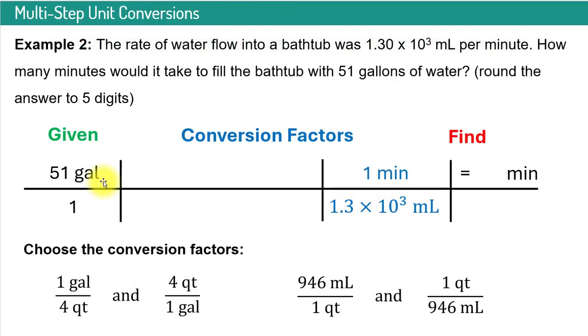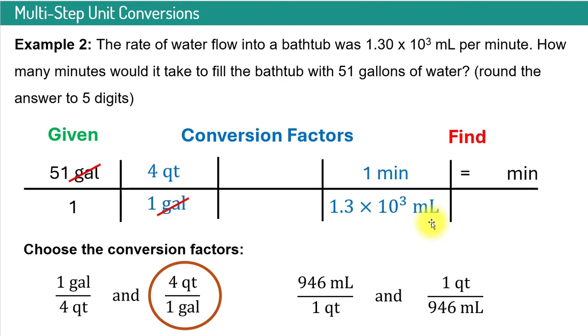I'll go in order. The given units, gallons, have to be canceled. So I have to choose a conversion factor that has gallons in the denominator. It must be this one. I've copied it to my problem and can go ahead and cancel gallons. Now I'm left with quarts and milliliters. I want to cancel both. Quarts are in the numerator here, so I want to choose a conversion factor that has quarts in the denominator.